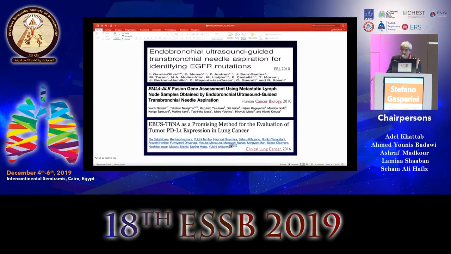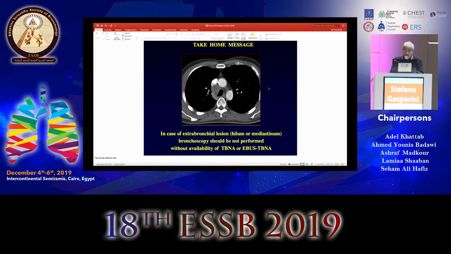Well, is the material that we can get with the needle enough for the biomolecular study? Yes. There is a lot of literature that says that with EBUS TBNA, we can get material for EGFR mutation, for ALK translocation, for PDL1 expression. So the take-home message is, in case of extrabronchial lesions, please don't perform bronchoscopy without the availability of transbronchial needle aspiration, with or without EBUS.